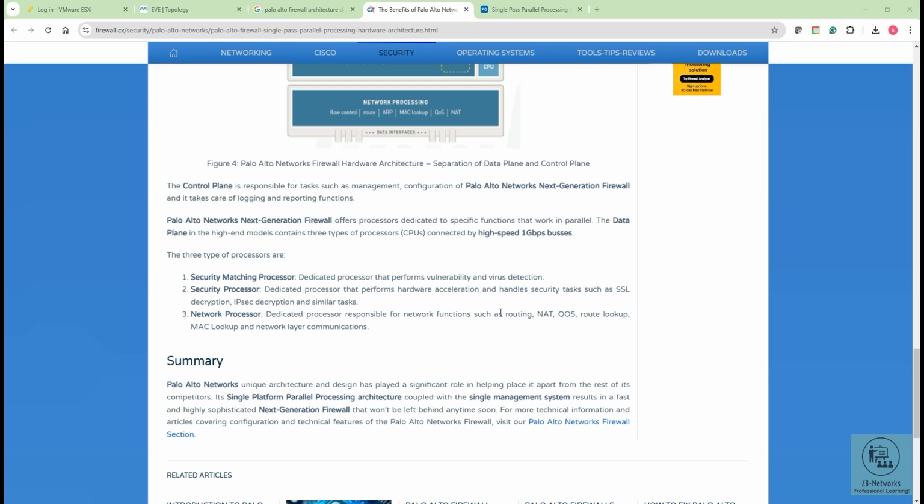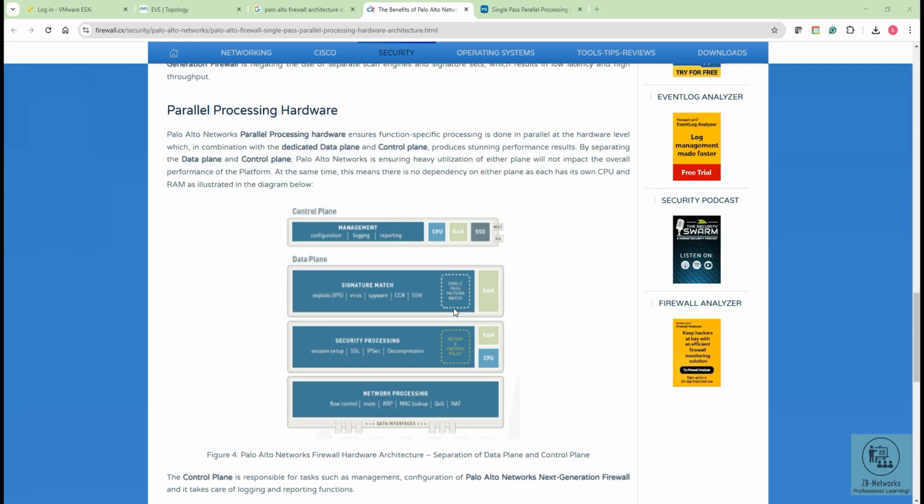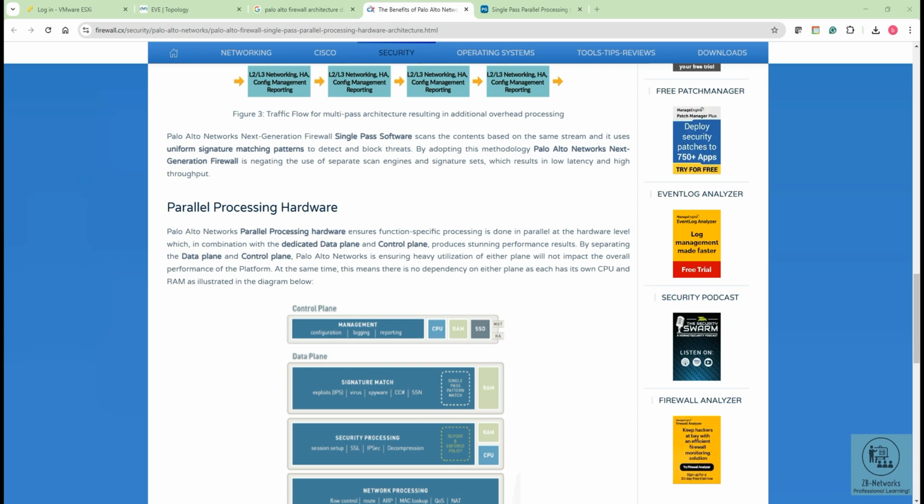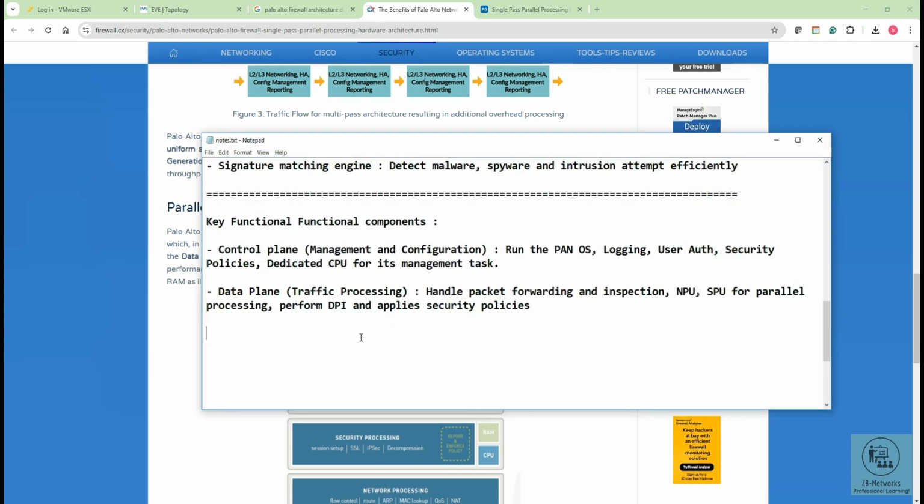Okay, so I hope it is clear, and please go through this documentation as well as the notes that I have given here. It will be good for whenever you are applying for any sort of interviews. You might get this kind of question regarding the Palo Alto Firewall network architecture, what the different components are, and how it is different from other vendors, so you can have some good points to discuss.